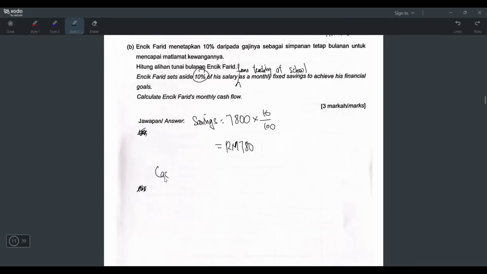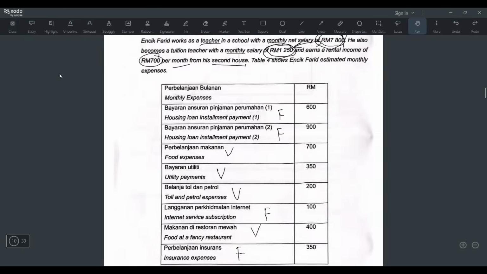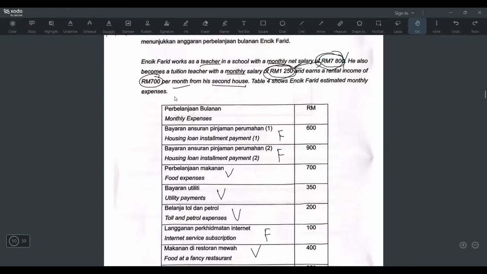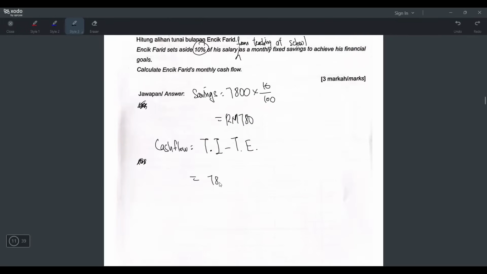Okay, now we calculate the cash flow. Sekarang baru kita buat cash flow. Cash flow ada formula. Formula dia adalah total income minus total expenses. Jumlah pendapatan tolak dengan jumlah perbelanjaan. Pendapatan ada tiga: 7,800, 1,250, 700. Now, since I use 10% to masuk saving, so I kena tolak dengan 780.